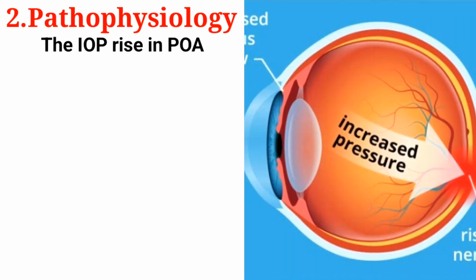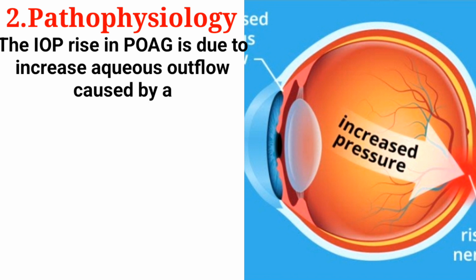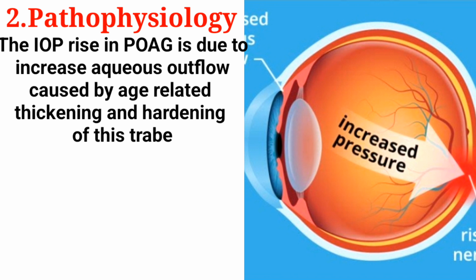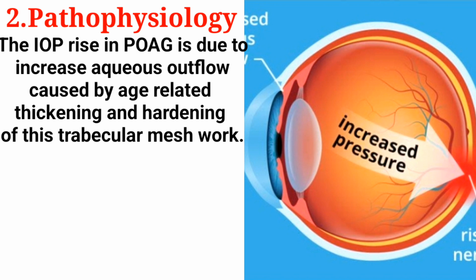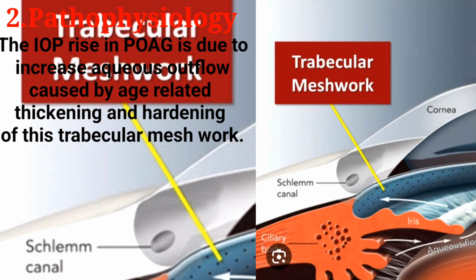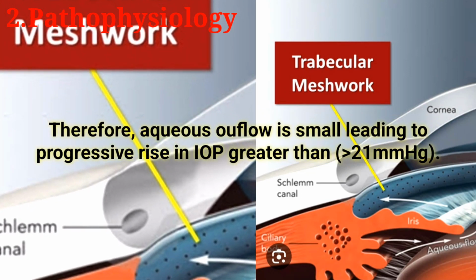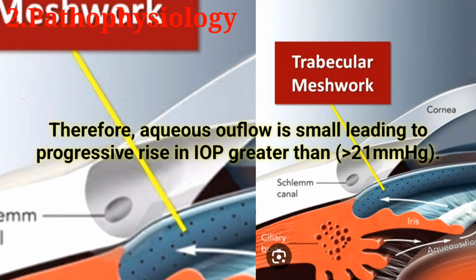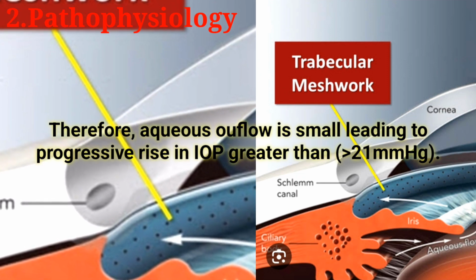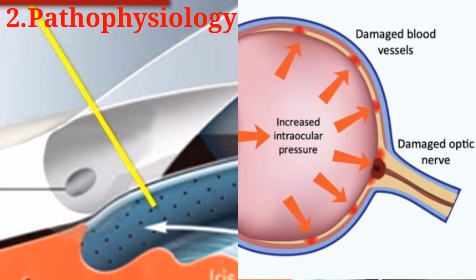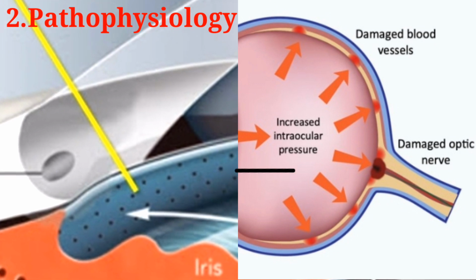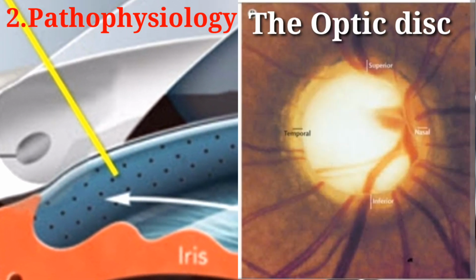Pathophysiology: the IOP rise in primary open angle glaucoma is due to increased resistance to aqueous outflow caused by age-related thickening and hardening of the trabecular meshwork. Therefore, aqueous outflow is slow, leading to progressive rise in IOP greater than 21 mmHg, and by so doing it results in characteristic cupping of the optic nerve head, the optic disc.